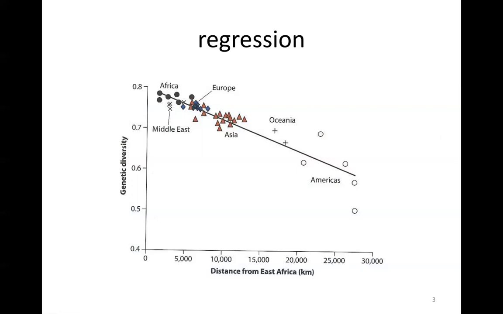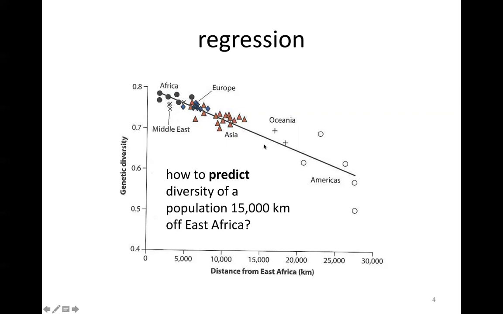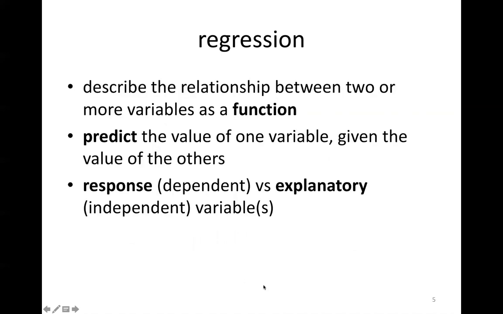which basically follows the pattern here, as you might observe, approximately. And this type of relationship can be described as a regression curve, which could allow us, for instance, to predict how much diversity we would expect for a population on average living today 15,000 kilometers away from East Africa. The regression is a tool to make this prediction, to predict response values given values of an explanatory variable.